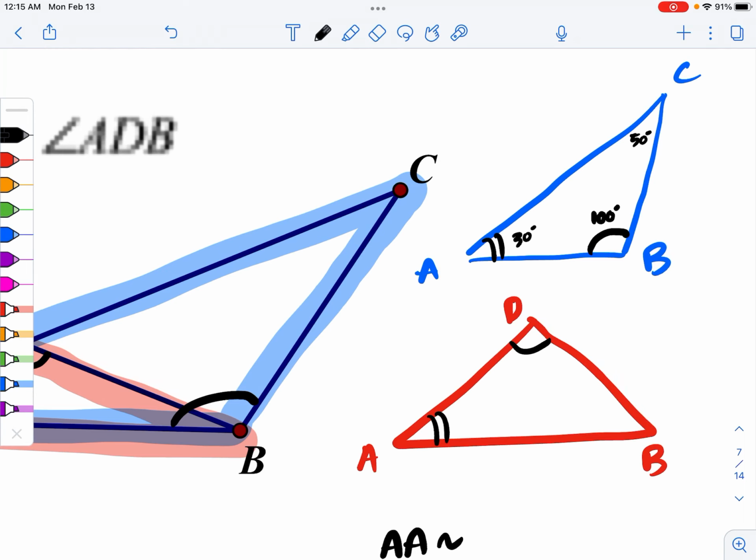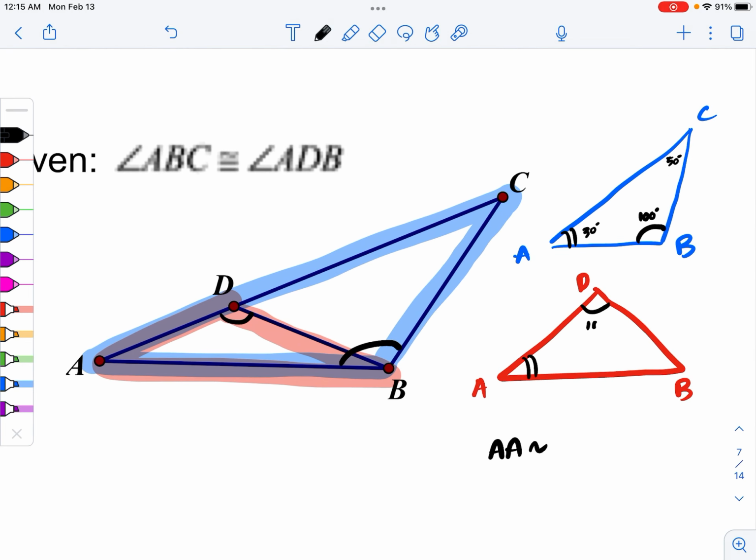Sorry, I should put this in pink. And we could actually do the same thing here. We could say that angle D is 100 degrees. Angle A would still be a 30 because it's the same angle. And then angle B would have to be the remainder, 50. So these two triangles are in fact similar to each other.